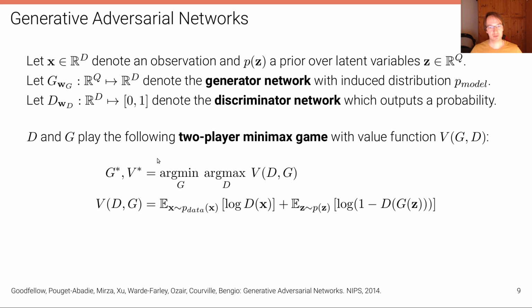So we are optimizing this two-player game here, where the optimal values for G and D are determined by the argmin over G and the argmax over D of the value function V(D, G), where the value function is defined as the expectation over X sampled from the data distribution of the logarithm of the discriminator of X, plus the expectation over C sampled from the prior, which is typically a simple Gaussian distribution on the latent space, of the logarithm of 1 minus D of G of that sample C.